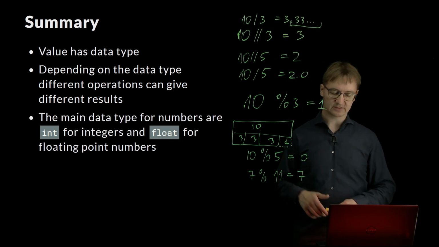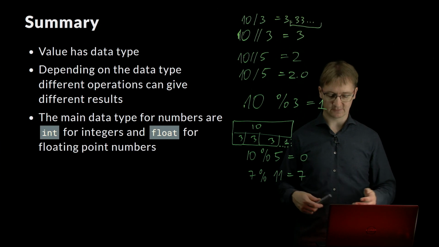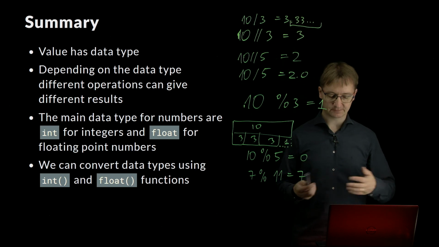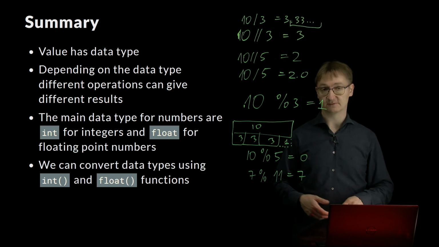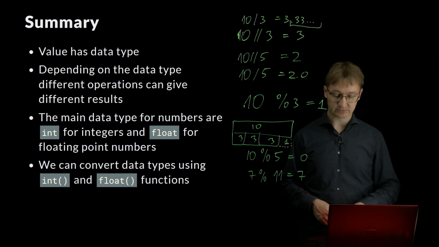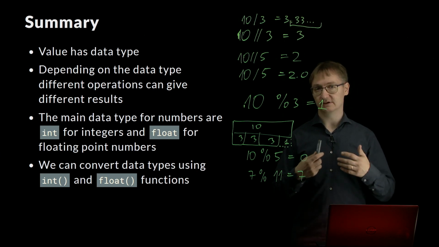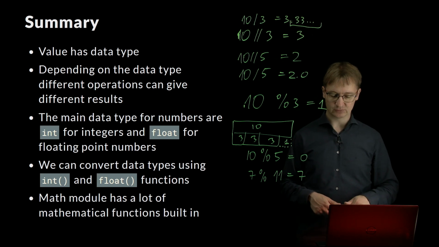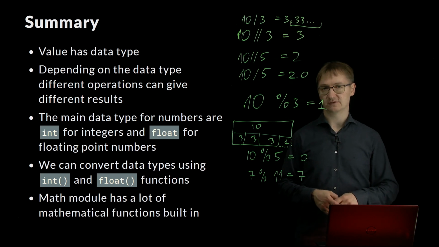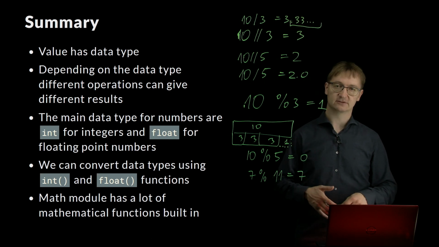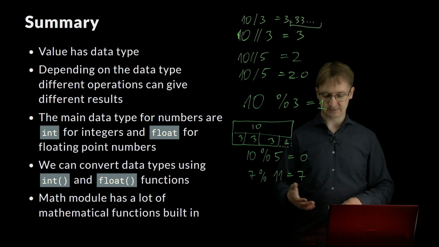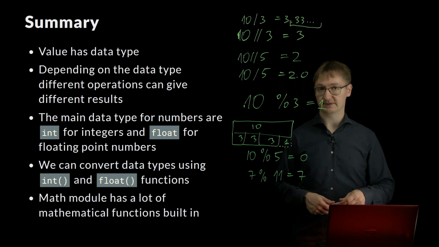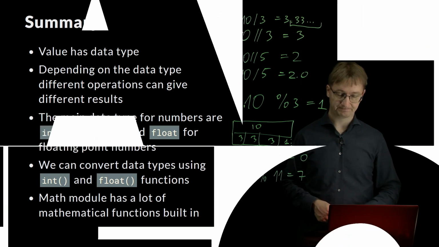So the main 2 data types for numbers are int, for integers, and float for floating point numbers. And we can convert between those using int and float functions. And also we can convert strings into numbers using those functions. And we can use the math module, which has a lot of built-in functionalities or functions and variables, so you don't have to reinvent the wheel for some mathematical functions.